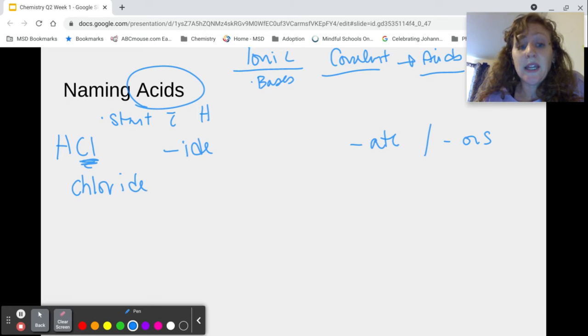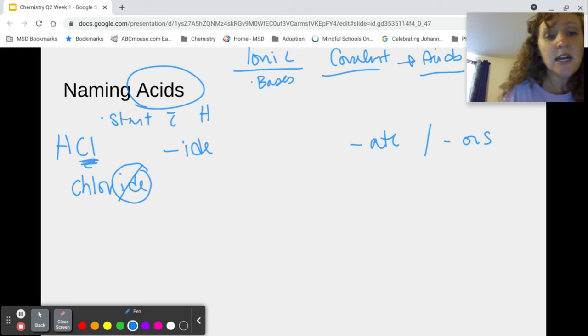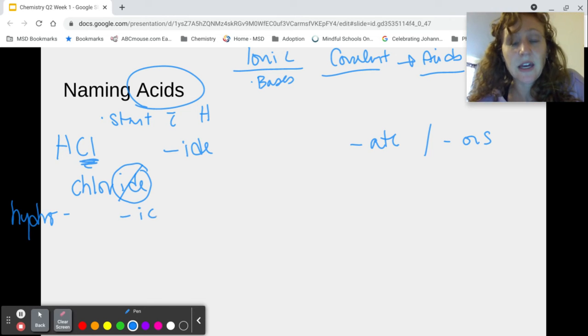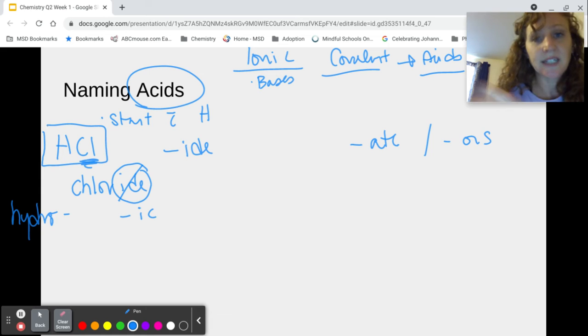When you name an acid that involves an anion ending in "ide," you're going to take the "ide" ending off and you're going to add hydro to the front and ic to the back. So an anion ending in "ide" actually gets a prefix and a suffix. So this acid right here would be hydrochloric acid.